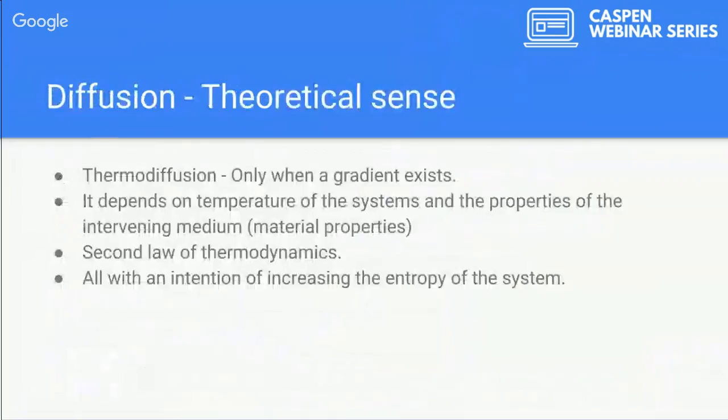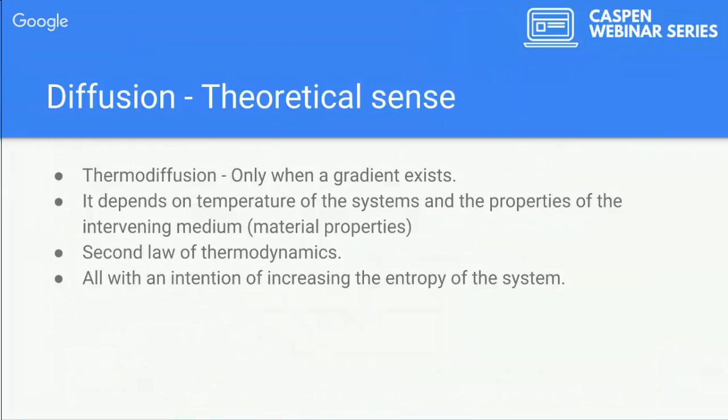So moving on, we will first look at the diffusion from a theoretical sense. So diffusion, it's a phenomenon that occurs only when you see a gradient where you have a higher concentration of a particular quantity at one point and a lower concentration elsewhere. And only when there is a gradient like this will you find diffusion occurring. Diffusion of the concentration of any quantity.